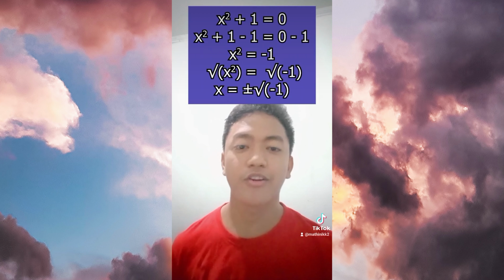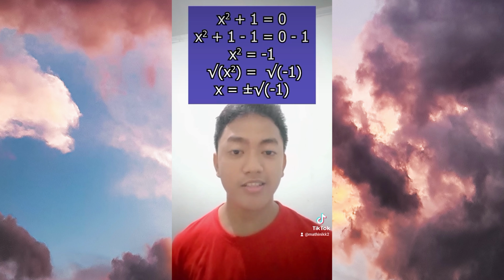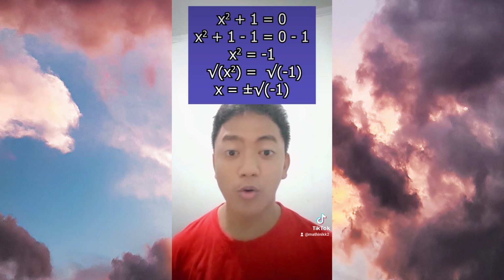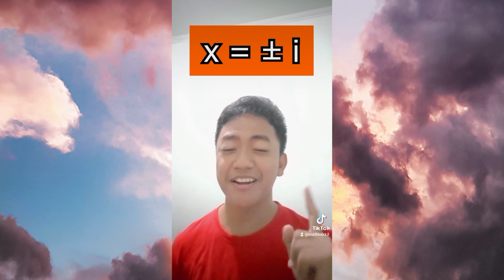Now, let's solve for x squared plus 1 equals 0. Subtract 1 from both sides of the equation. This will be x squared equals negative 1. Taking the square root of x squared gives x, and the square root of negative 1. So x equals plus or minus the square root of negative 1, or x equals plus or minus i. And that's imaginary numbers for you.